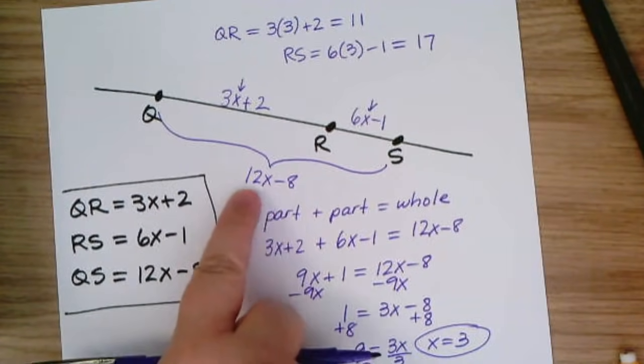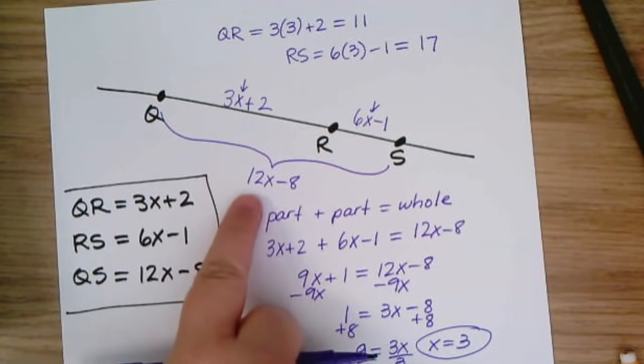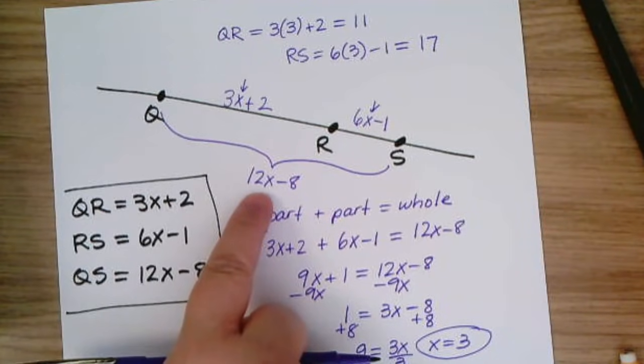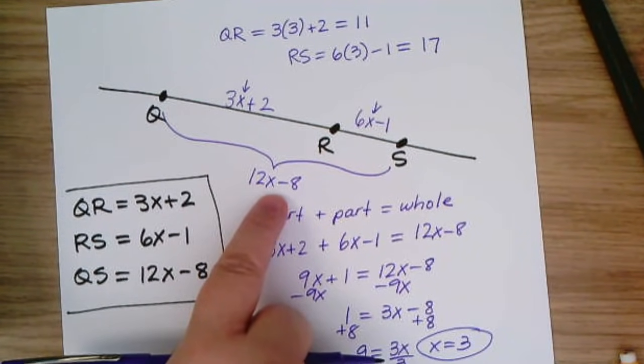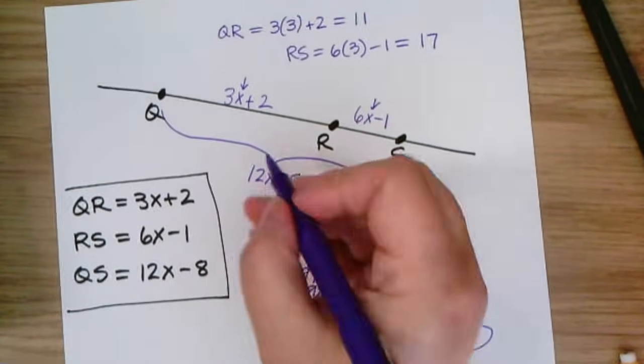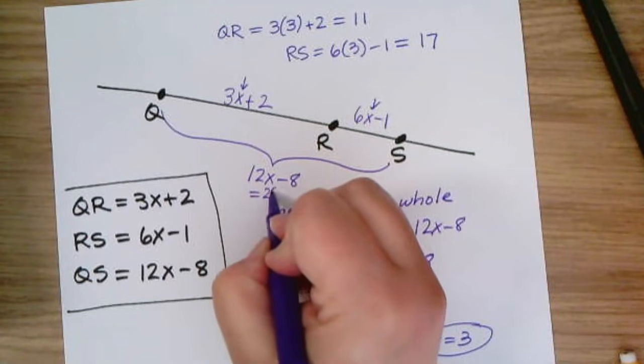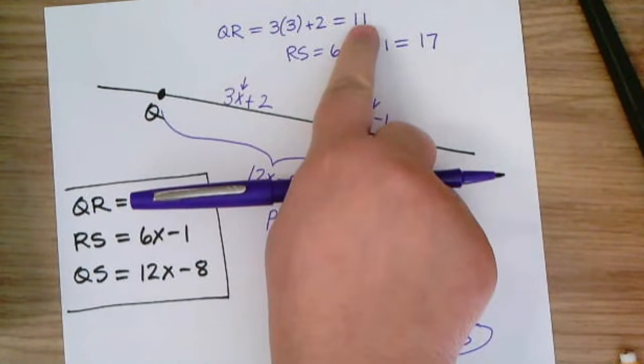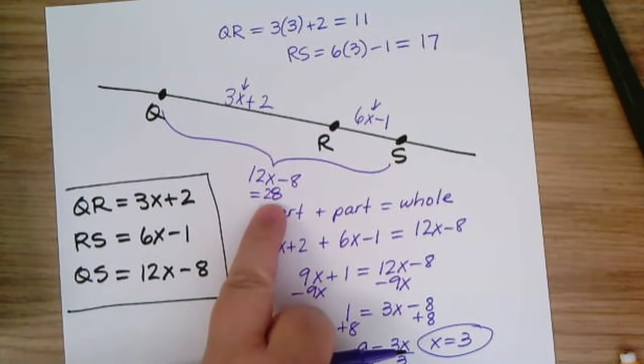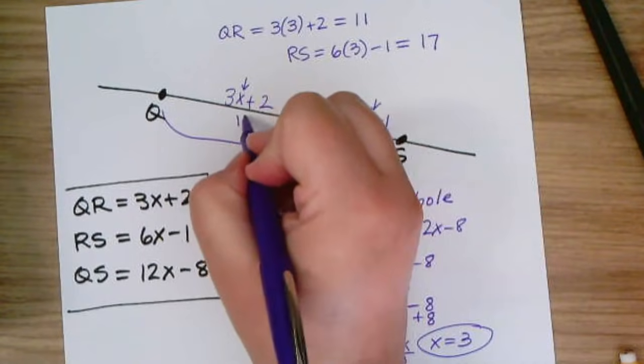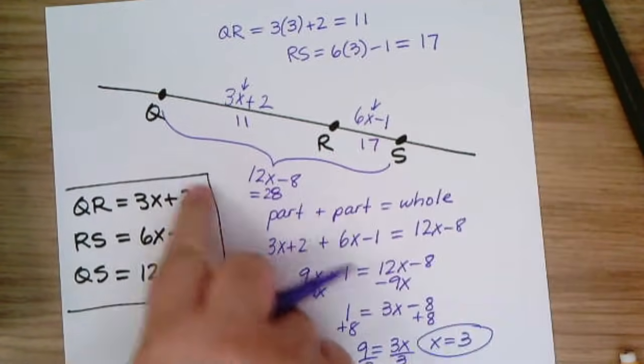And QS is 12 times 3 minus 8. 12 times 3 is 36. 36 minus 8 is 28, which, by the way, we can kind of check ourselves here by saying, does 11 plus 17 equal 28? And yes, it does. This part is 11, this part's 17, and the whole thing's 28.